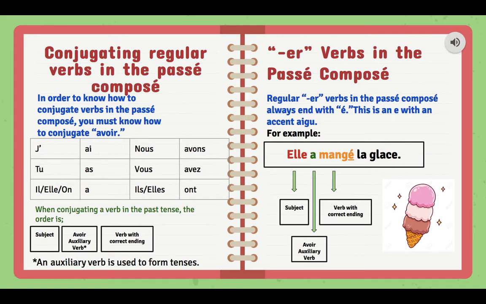When conjugating verbs in the past tense, the order is the subject, the auxiliary verb, which is avoir, and the verb with the correct ending. An auxiliary verb is used to form tenses.